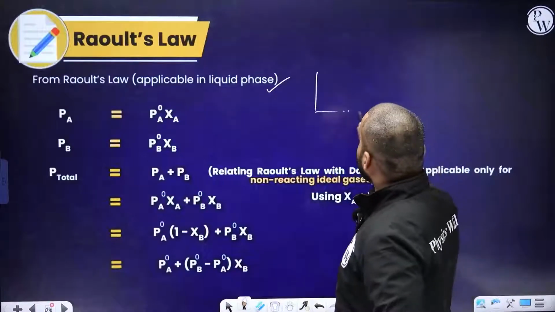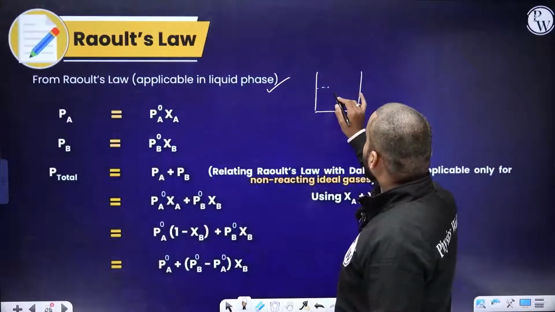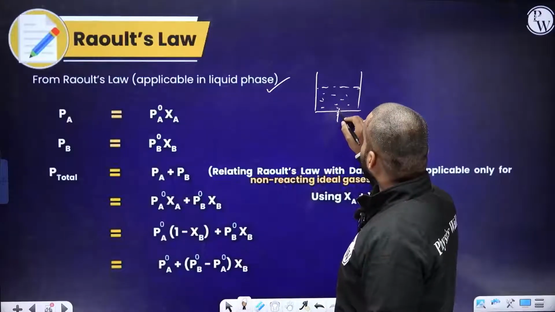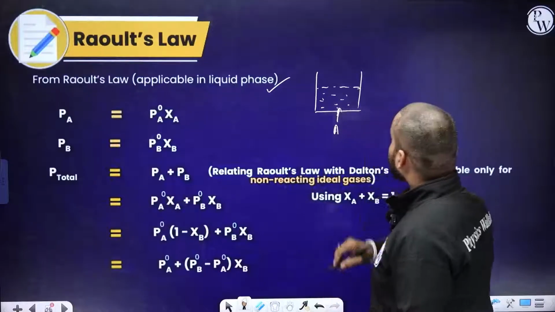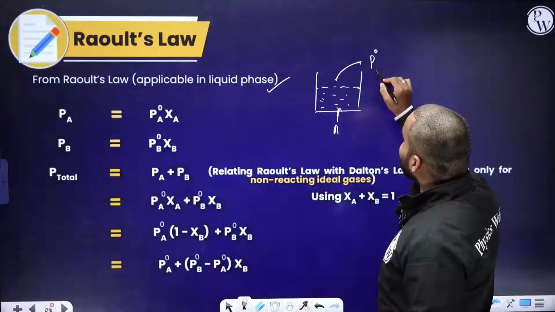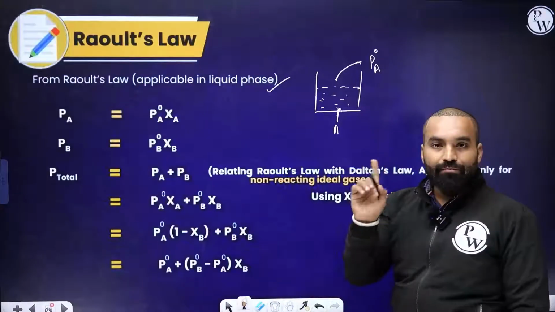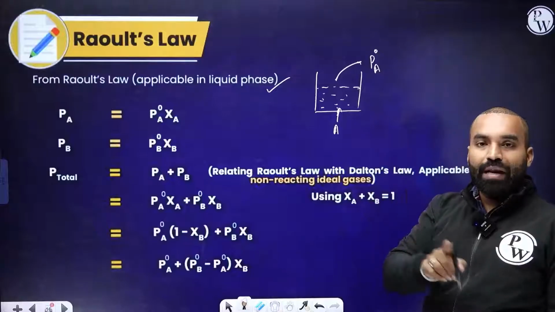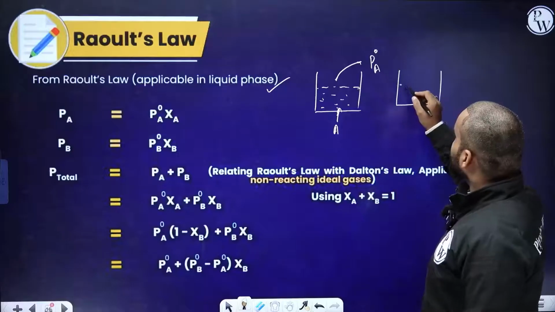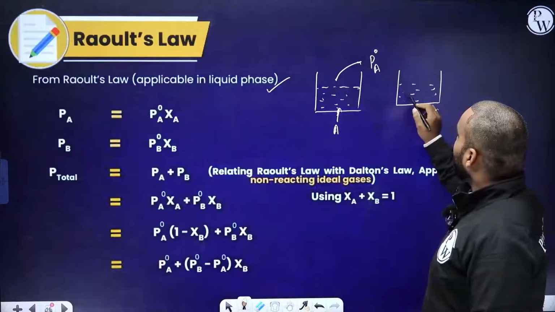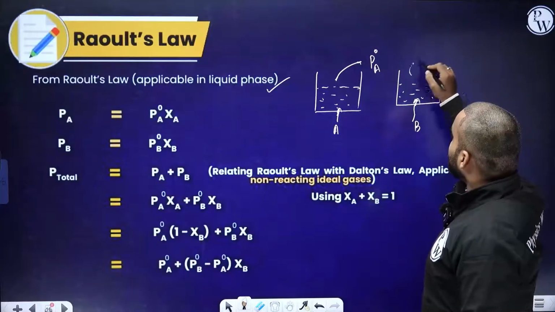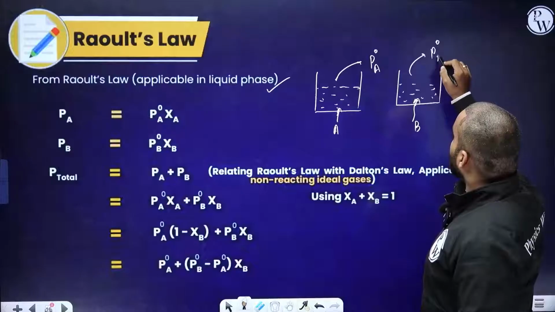Suppose I have one liquid taken in this container and it starts evaporating. If it is a pure liquid A, I am filling it with pure liquid A, then the pressure created by the vapor is denoted by P naught A. What is P naught A? The vapor pressure created by the pure liquid, 100% pure liquid. I take another reaction vessel which contains another liquid of some other nature or similar nature, and that is B. The vapor pressure created here will be P naught B.